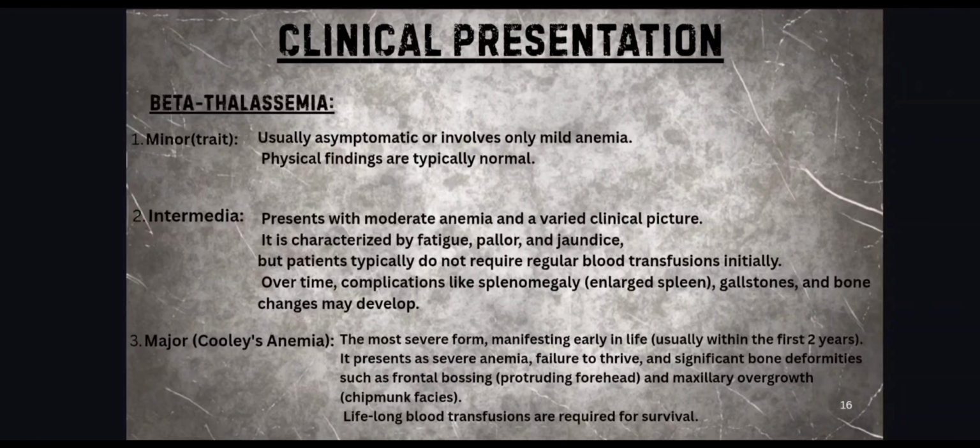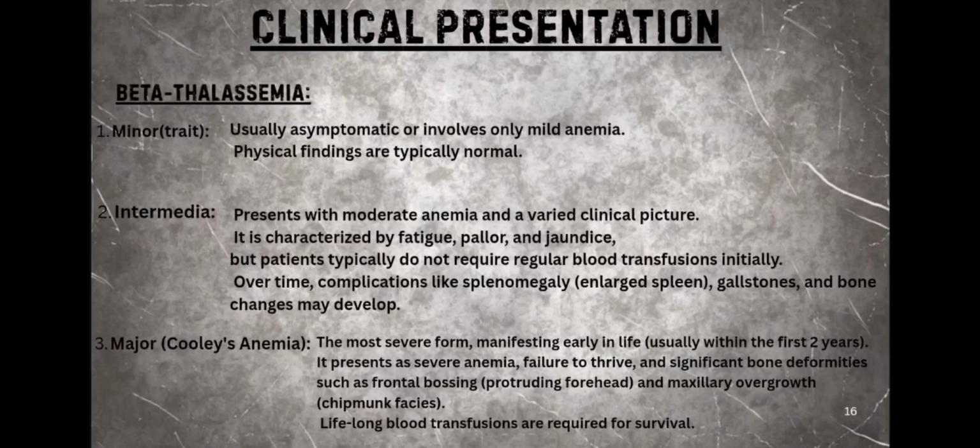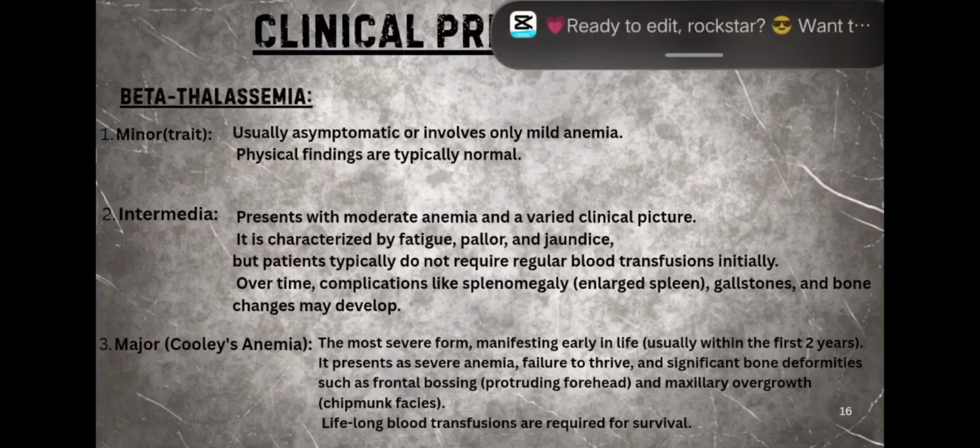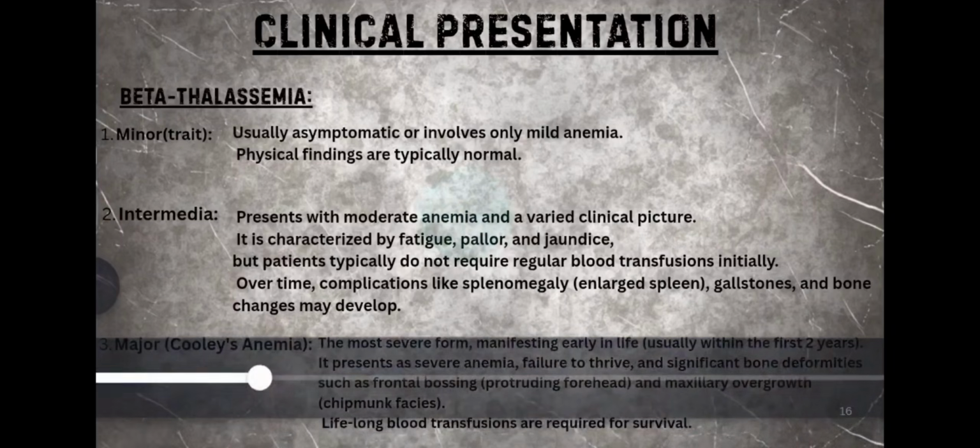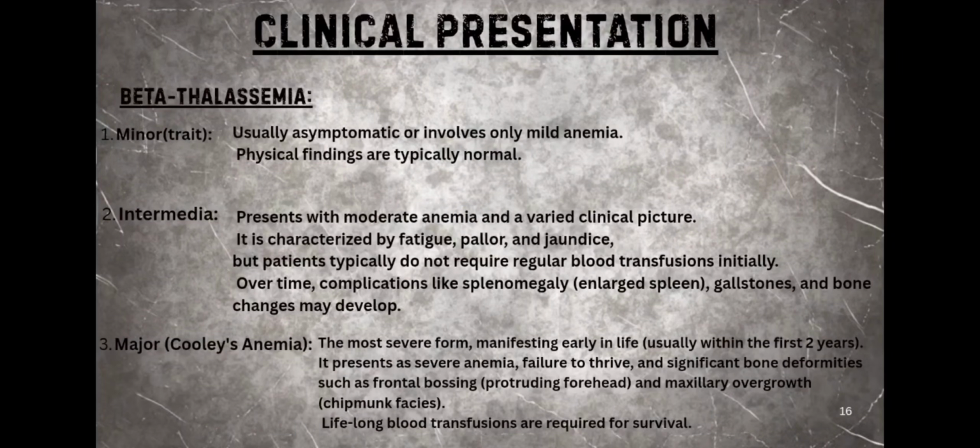Major: the more severe form, manifesting early in life. It presents as severe anemia, failure to thrive, and significant bone deformities such as frontal bossing, protruding forehead, and maxillary overgrowth, known as chipmunk facies, and lifelong blood transfusion is required for survival.